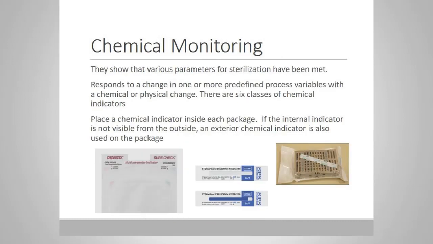Chemical monitors show the parameters for sterilization have been met. They respond to a change in any process variables such as time, temperature, pressure, etc. Know that there are 6 classes of chemical indicators, but for the purpose of our presentation today, we will not get into details about that. A chemical indicator should be placed inside each package. If the internal indicator is not visible, use an external indicator as well.